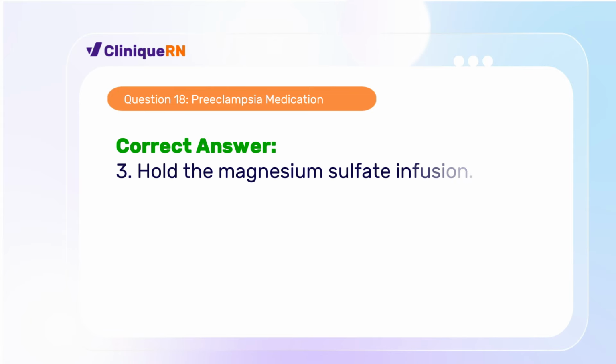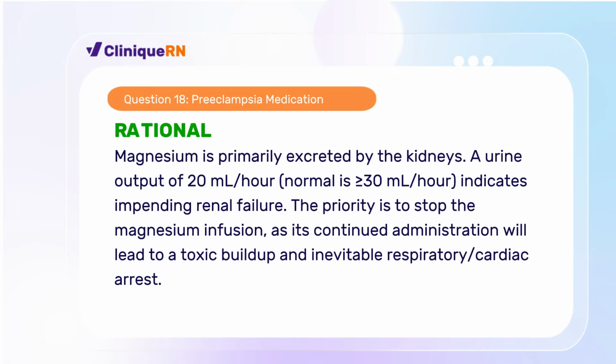The correct answer is 3. Hold the magnesium sulfate infusion. Rationale: magnesium is primarily excreted by the kidneys. A urine output of 20 milliliters per hour, normal is greater than or equal to 30 milliliters per hour, indicates impending renal failure. The priority is to stop the magnesium infusion, as its continued administration will lead to a toxic buildup and inevitable respiratory/cardiac arrest.